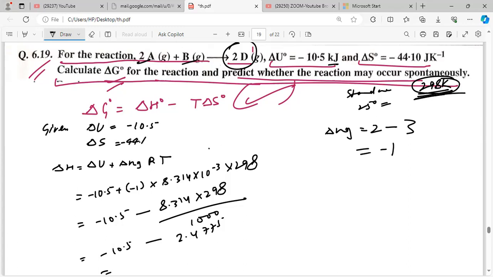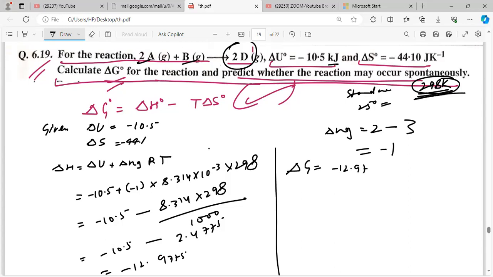Okay. So what will be the value? 10.5 plus 2.4775. So it is the negative term, 12.9775. This is there. So I got 12.99. Okay, no problem. So delta G is equal to, we are plugging the value, minus 12.97.